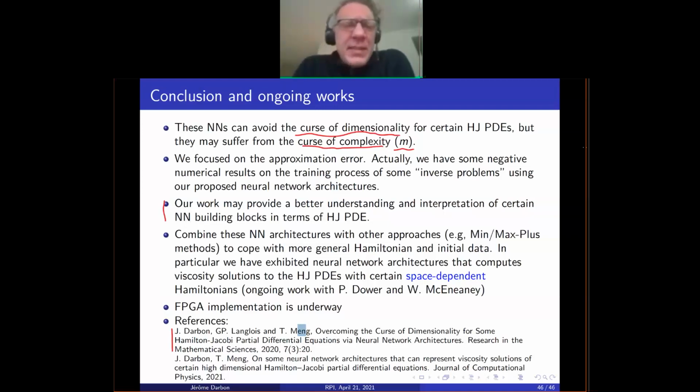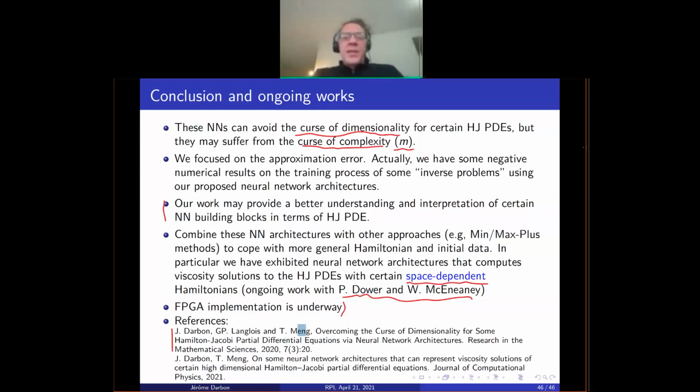In this talk, I only presented 3 architectures, but we've been working on extending those approaches to cope with more general Hamiltonians and more general initial data. In particular, we have some unpublished results that show that we can create neural network architectures that compute the viscosity solution for certain Hamiltonians with a space dependence. This is joint work with Peter Dower at the University of Melbourne in Australia and William McInerney at UCSD, and we hope to have the first paper out in the next few days.